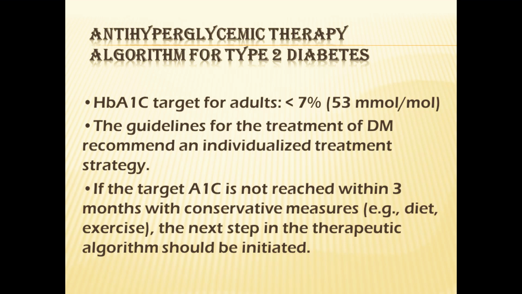And here is the anti-hyperglycemic therapy algorithm for type 2 diabetes. We should achieve an HbA1c target for adults of less than 7%, that is 53 millimole per mole. The guidelines for the treatment of diabetes mellitus recommend an individualized treatment strategy. If the target A1C is not reached within 3 months with conservative measures, that is, diet and exercise, the next step in the therapeutic algorithm should be initiated.